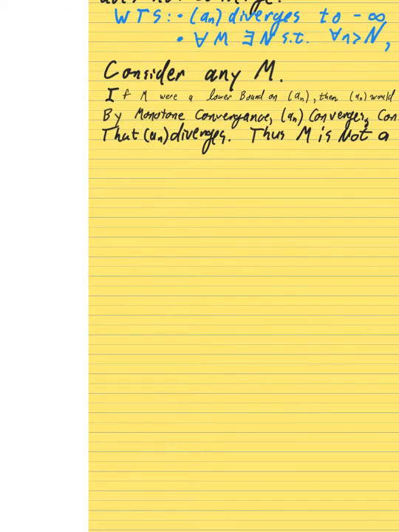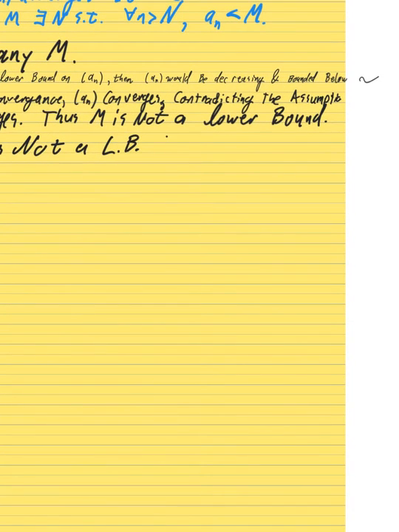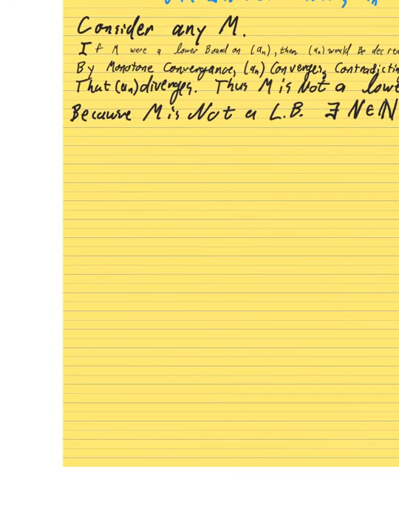Nice. Okay, so M is not a lower bound. What can I conclude from that? Because M is not a lower bound, there exists some big N in the natural numbers with A sub big N less than M. Sorry, I'm going over the edge of the page, which is bad form, but I hope you can forgive me. So there's my choice of big N.